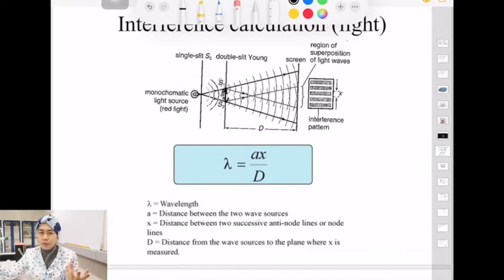And usually it will be up to 1 meter, or more than 1 meter. So let's say if you don't remember this, and you see one of the values in the question is like 1 meter or 0.2 meter or 100 centimeters, then that definitely will be the D. Okay. And then x is the distance from the center of one bright fringe to the center of the next bright fringe, or dark to dark. Okay, so that will be the x.